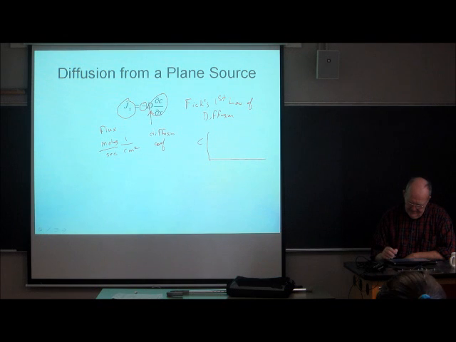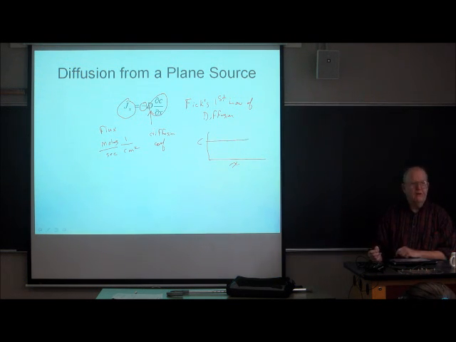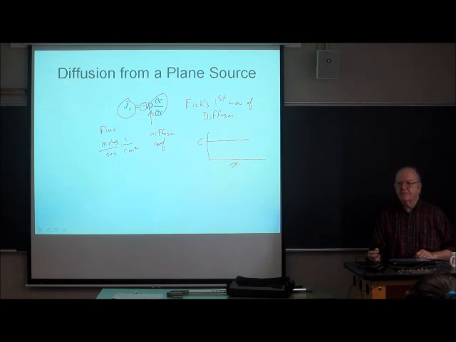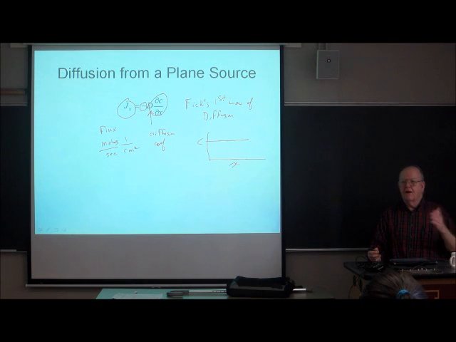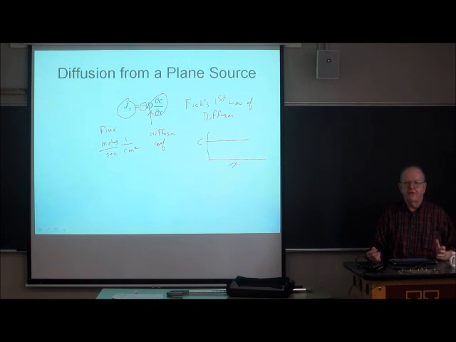So if my concentration versus distance plot looked like this, so that the concentration was a constant, the derivative of the concentration with respect to distance, dc/dx, is zero. There's no concentration difference, and the flux is zero. That's all that Fick's law says, is that if you don't have a concentration gradient, there's no diffusion.